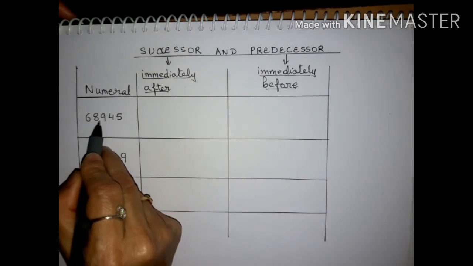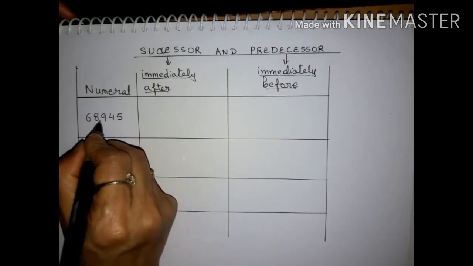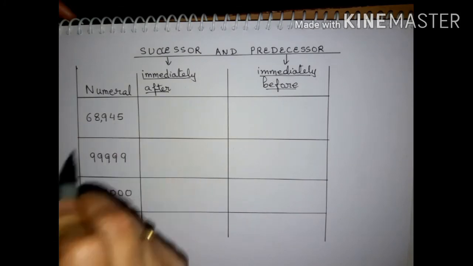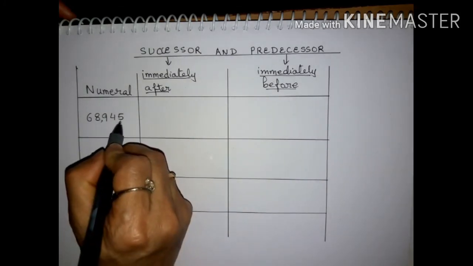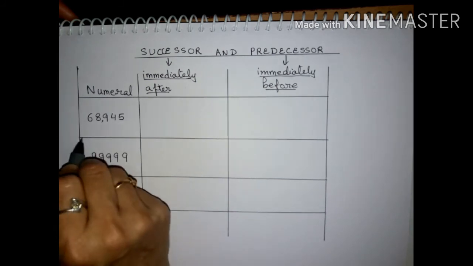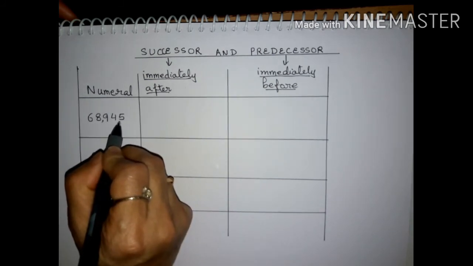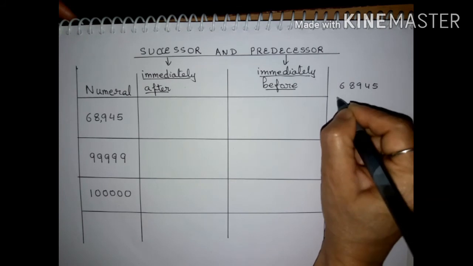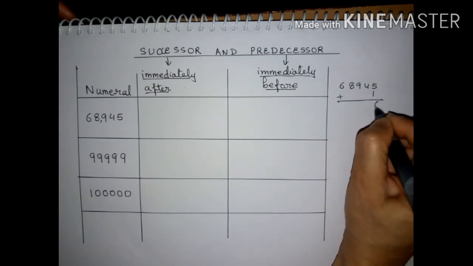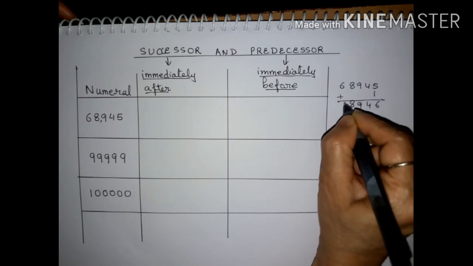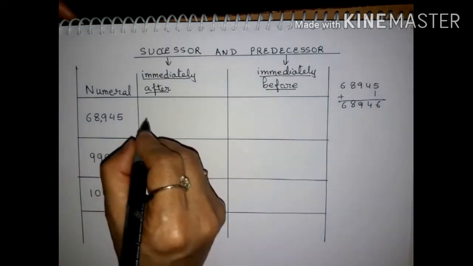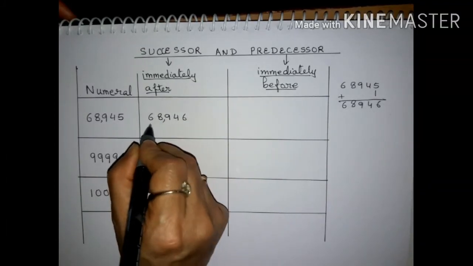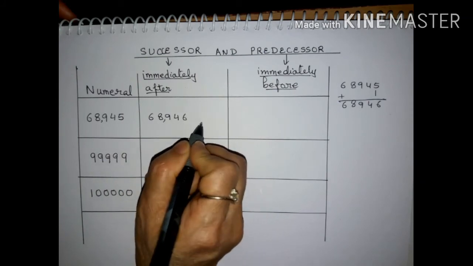Suppose you have 6, 8, 9, 4, 5. You can read it as 68,945. For finding the successor, you simply need to add 1 to it. The 1 will be added in the 1's place, so it's 6, 8, 9, 4, 5 plus 1. Your successor will be 6, 8, 9, 4, 6, that means 68,946.